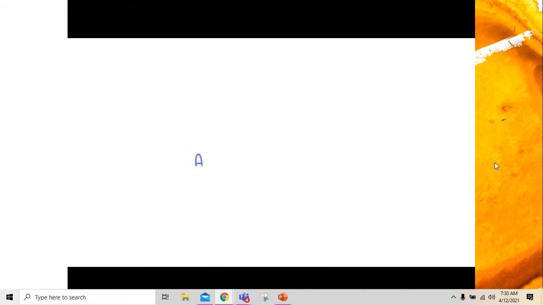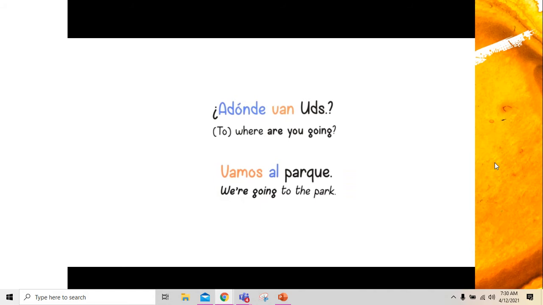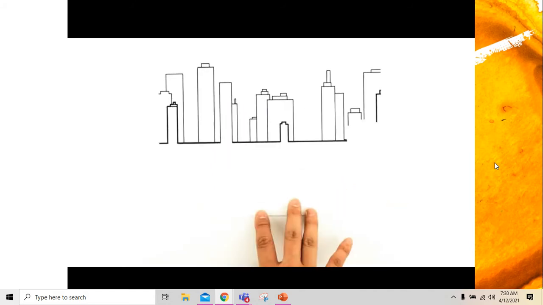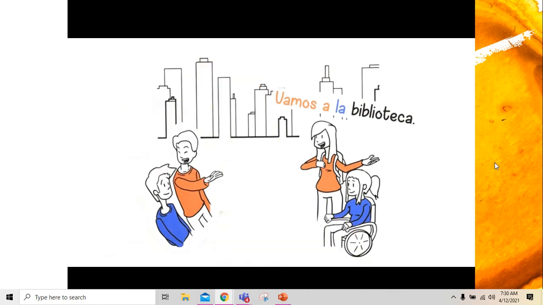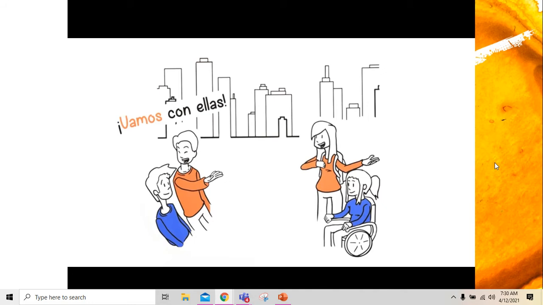And to ask where to, the question word ¿dónde becomes ¿a dónde? ¿A dónde van ustedes? Vamos al parque. ¿A dónde van ustedes? The nosotros form vamos can mean we're going. Vamos a la biblioteca. But it can also be used to make a suggestion to go somewhere or do something, just like we say let's in English. Vamos con ellas. Let's go with them.